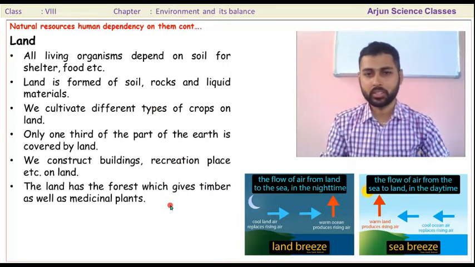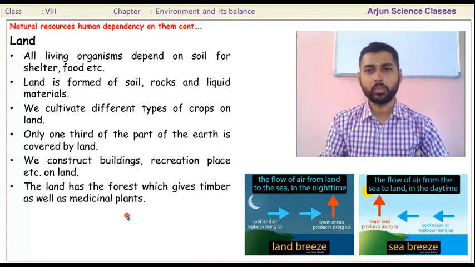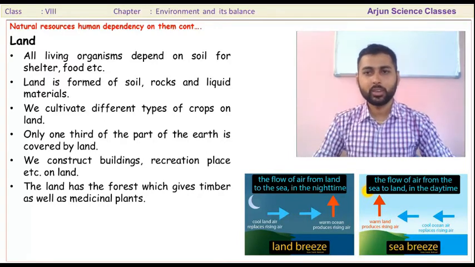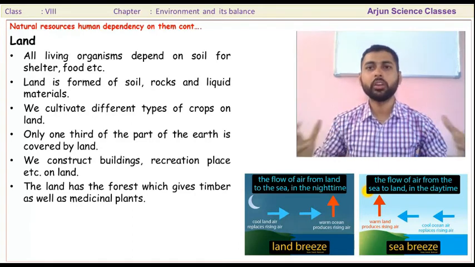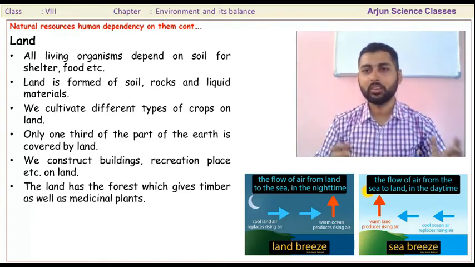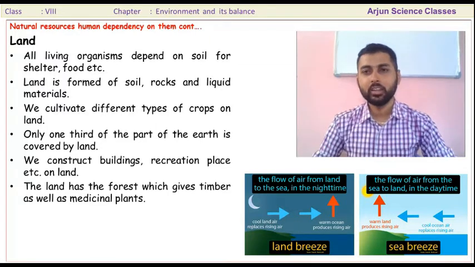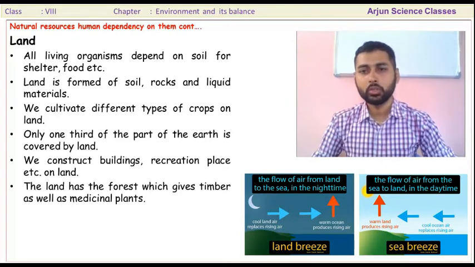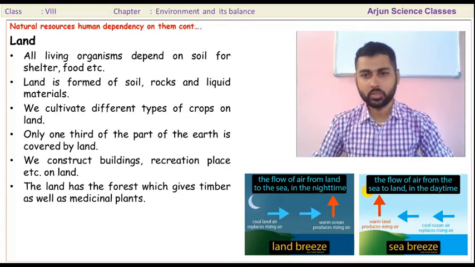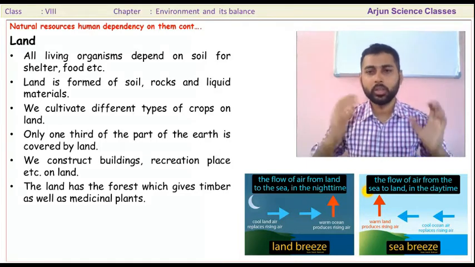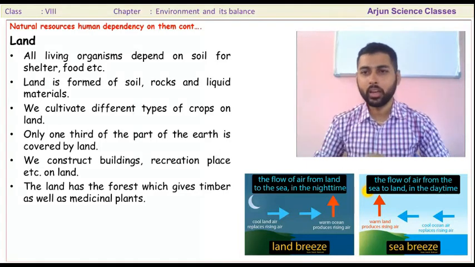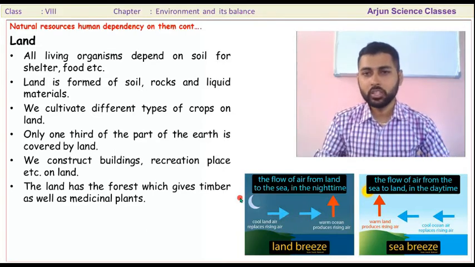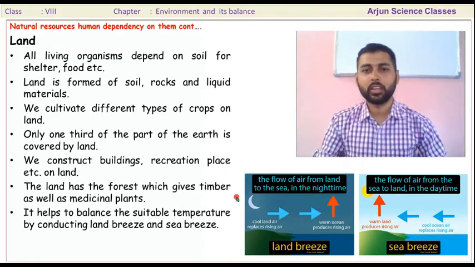The land has forests which give timber as well as medicinal plants. Regarding medicinal plants we already discussed in the previous class, and the forest also gives timber, and the timber plant can be used to make different types of furniture: table, bench, chair, window, door. From the timber trees we can easily obtain planks, and with the help of these we can easily make our house, chair, table, etc.